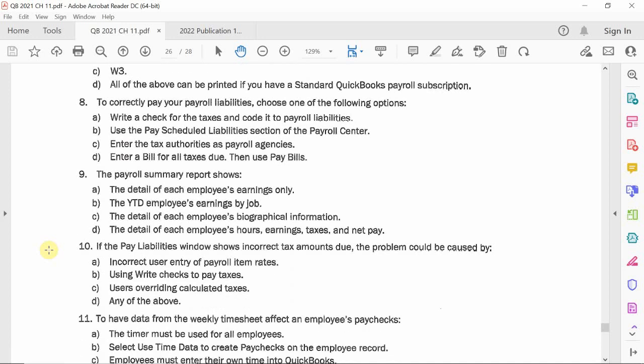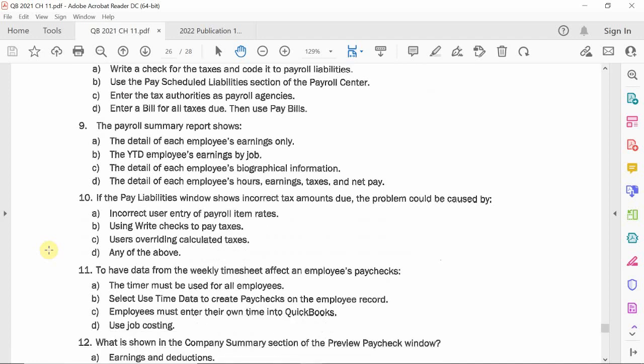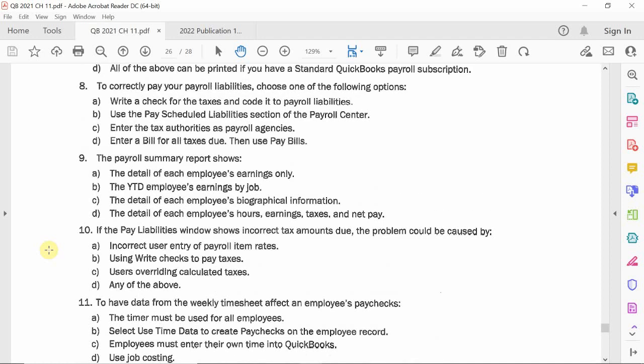All right, number 9, the payroll summary report shows D. Yeah, D is correct, right? It shows all the employees and their information in regards to earnings, hours, taxes, and so on and so forth. Good.